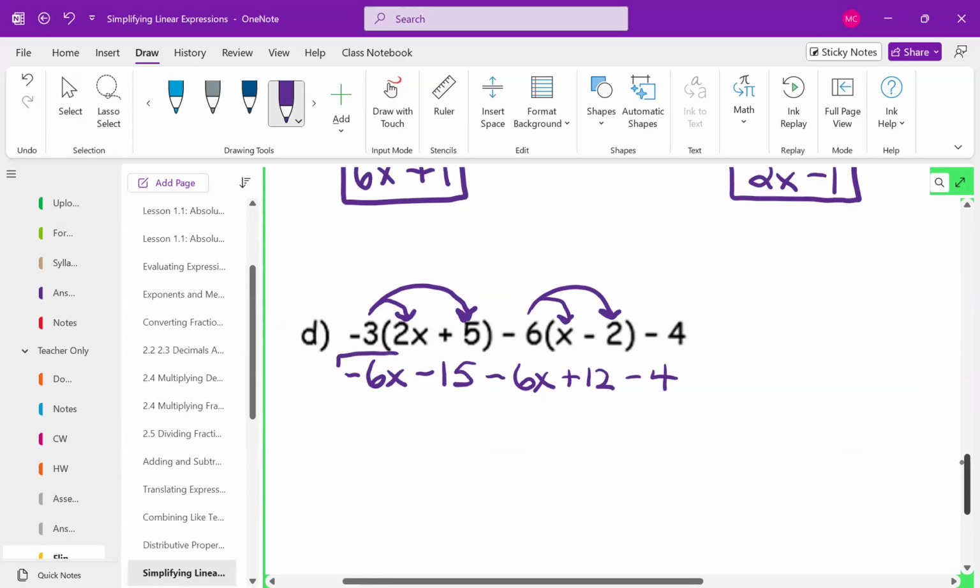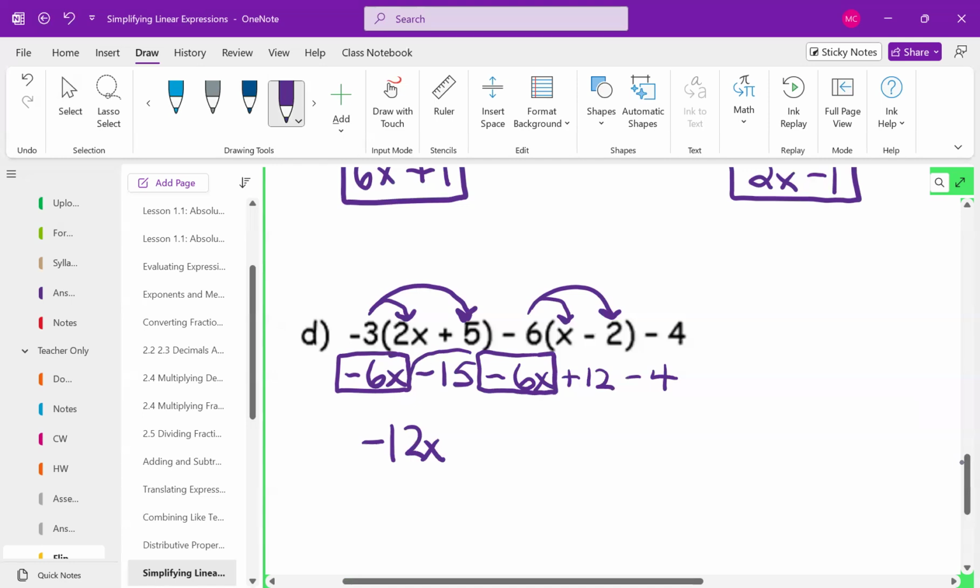Now, here's where students make a mistake. Negative 6x minus 6x. Is that 0? It's not, right? Same sign, add and keep the sign. So we would have negative 12x.